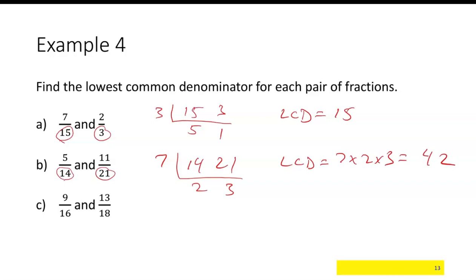And for this third one, my denominators are 16 and 18. So I can divide out by 2, get 8 and 9. Okay. So my least common denominator is going to be 2 times 8 times 9, and that looks like 144.